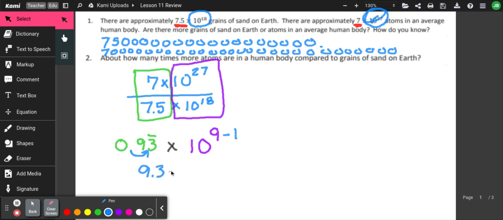Now 9.3, I'm just going to estimate here, 9.3. And I'm allowed to do that because it said about how many times. So it's 9.3 times 10 to the 8th power. And that is how many times more atoms are in the human body than grains of sand on Earth. Amazing.